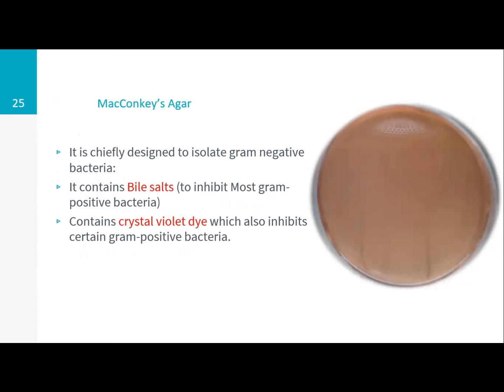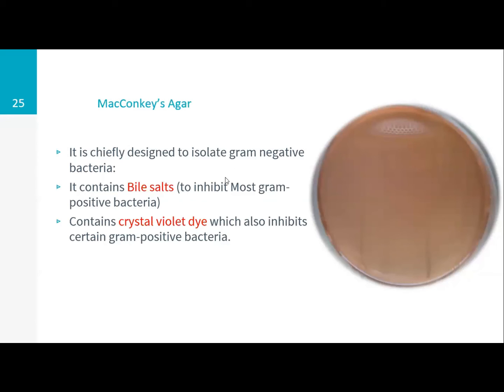So we'll find that gram-positive bacteria cannot grow at all on MacConkey's agar because it's designed to only grow the gram-negative bacteria. If you think about most of your gram-positives, the Staph and your Strep, they will not be able to grow on the MacConkey's agar. Things like your E. coli and your Haemophilus influenzae, those which are gram-negative, will therefore be able to grow here.